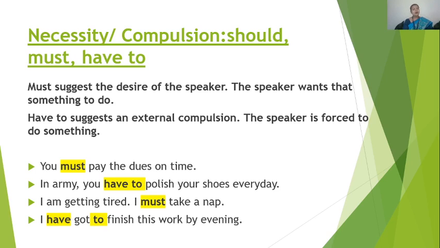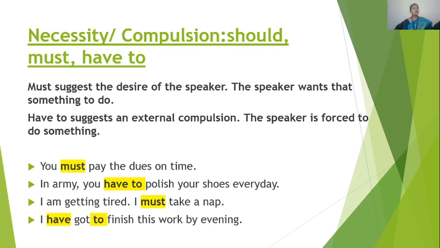So man has used two models to express necessity and compulsion. What are these two models? Must and have to. Must suggests the desire of the speaker, means the speaker wants to do something, while have to suggests an external compulsion, the speaker is forced to do something.